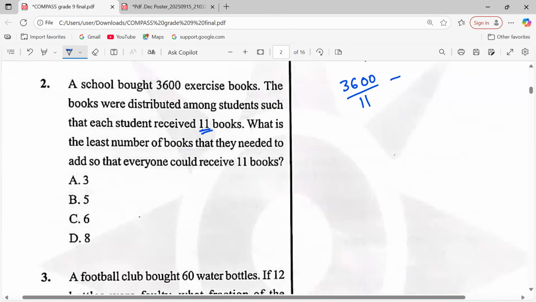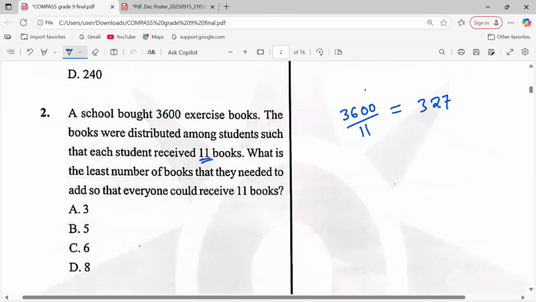You discover that 3600 divided by 11 is not divisible. There must be a remainder. 3600 over 11 gives us 327 point something. When we divide by 11, we shall have only 3 books remaining.